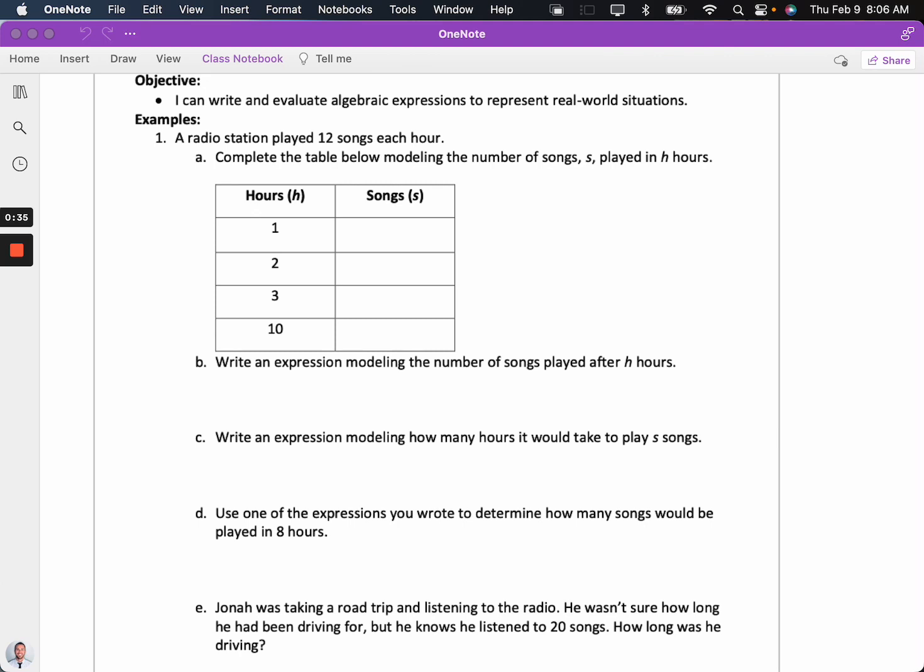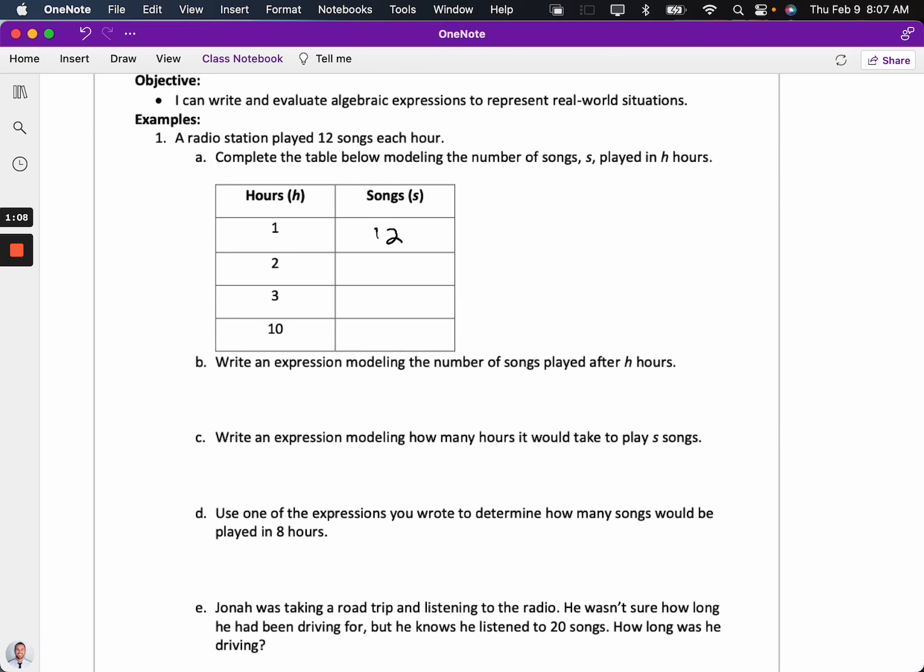All right, anyway, let's take a look at our first example here. So we're given the situation. A radio station played 12 songs each hour. Complete the table below, modeling the number of songs S played in H hours. Okay, so 12 songs each hour means every hour there's 12 songs, right? So in 1 hour, we're told in the problem that's 12 songs.